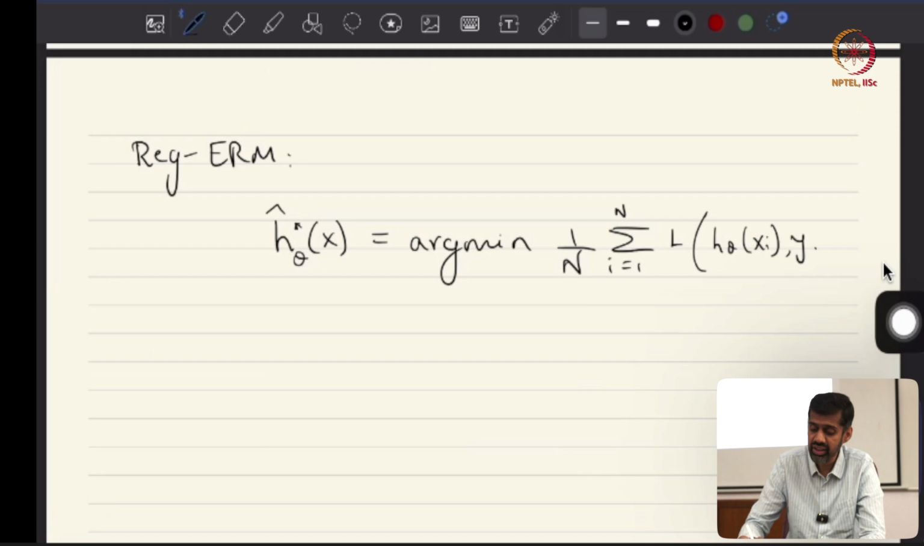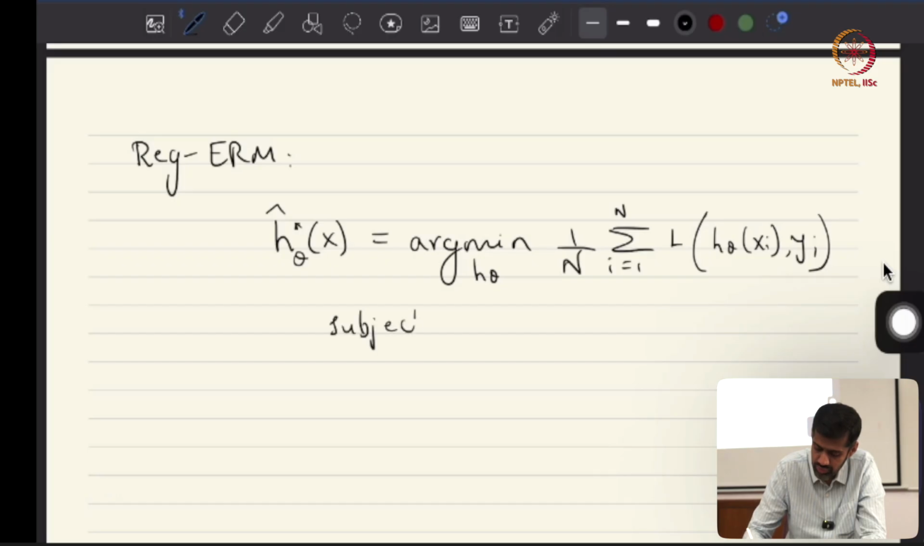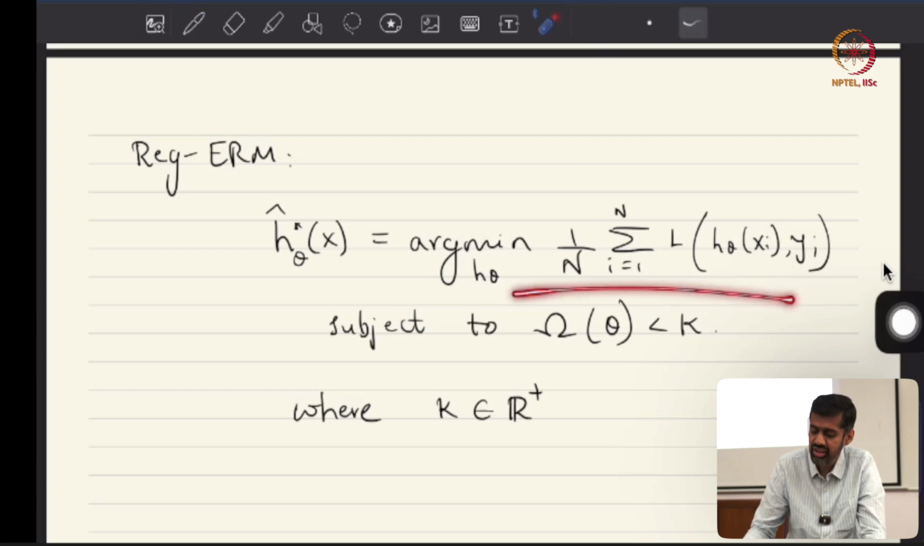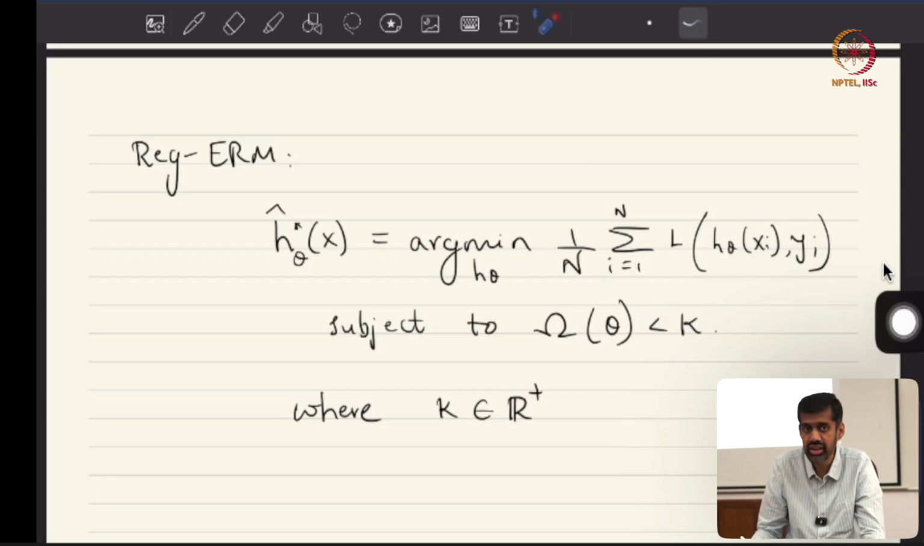So now instead of solving an unconstrained optimization problem, you solve a constrained optimization problem, right? So subject to this function, okay. You can have any kind of regularizer. This is one way to regularize where k is some positive number, right? So now this is the problem that you right now solve. So instead of saying that solve ERM, you say that you solve ERM with a constraint that this particular function is bounded.